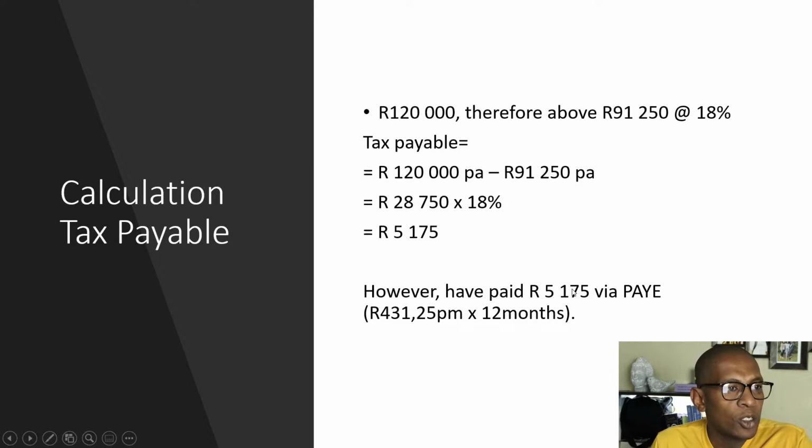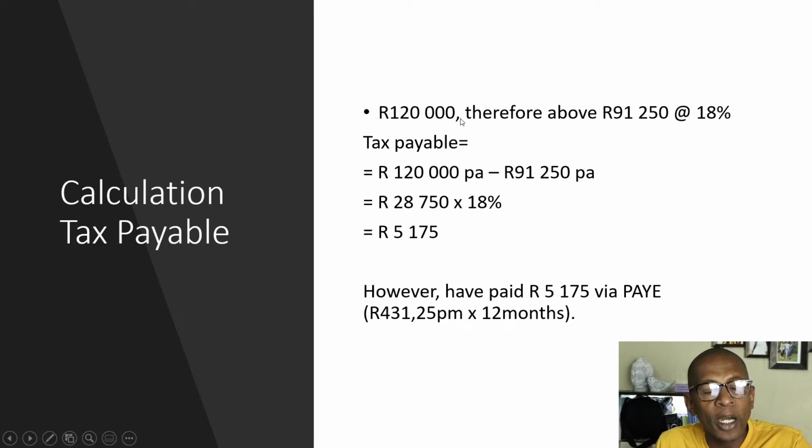So I think let's look at an example. I've just got a simple example here of how to calculate tax. I've just used a person, let's call him Mr. A. He earns an annuity of 10,000 rand per month, which gives him a total of 120,000 rand per annum.